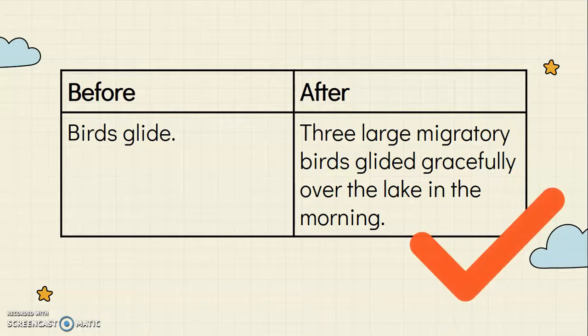Which one is a better sentence? Of course, the one on the right, because it gives us a picture and there are more details to it. So it's no longer vague: what kind of bird? What are they doing? It's very clear-cut, there are 3 and they are large migratory birds, and they are gliding gracefully over the lake in the morning. So you create a picture, a vision for your readers.